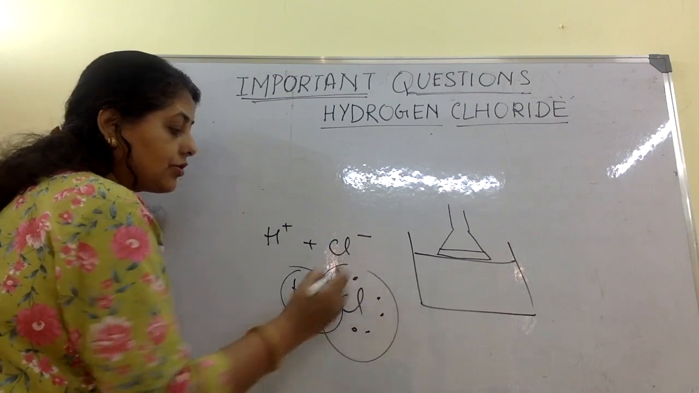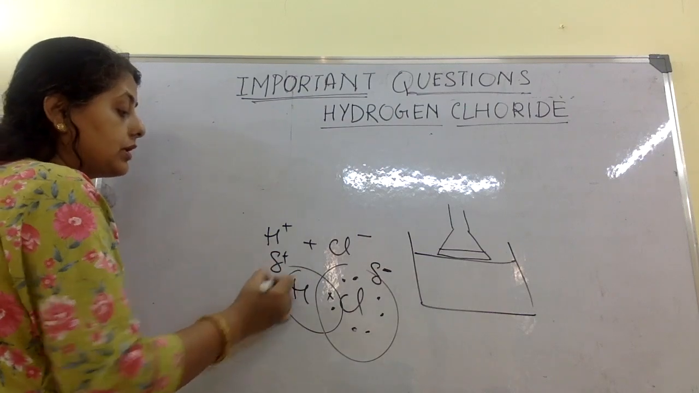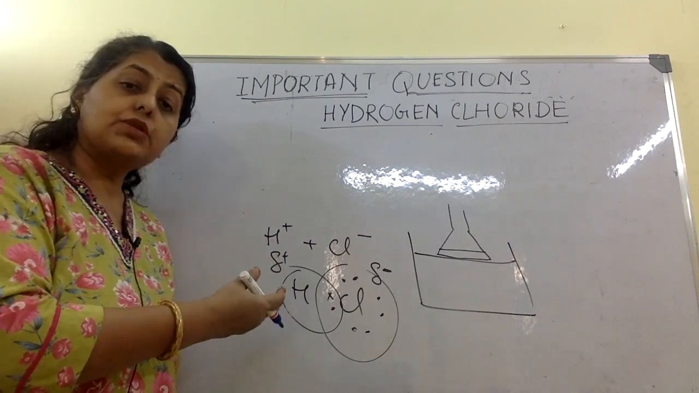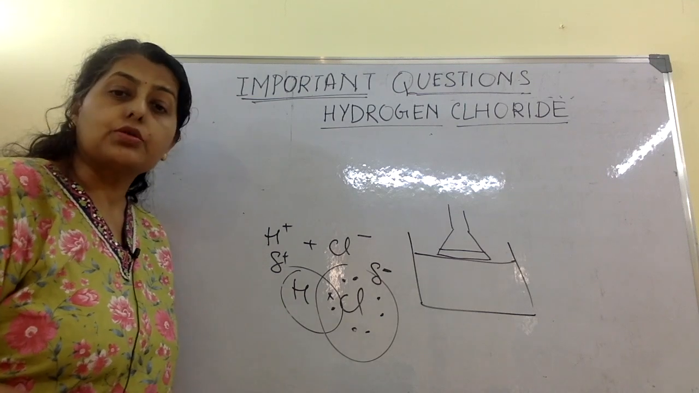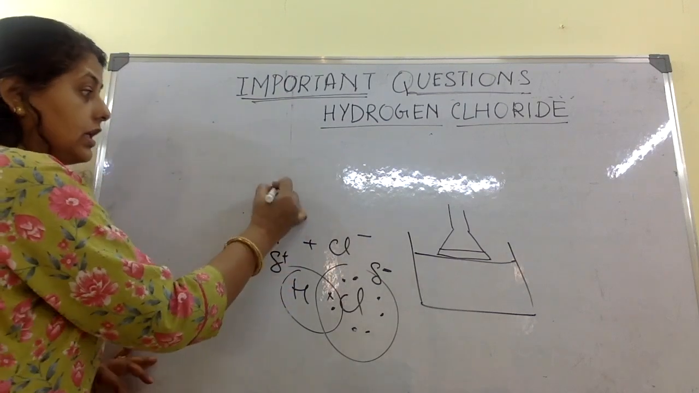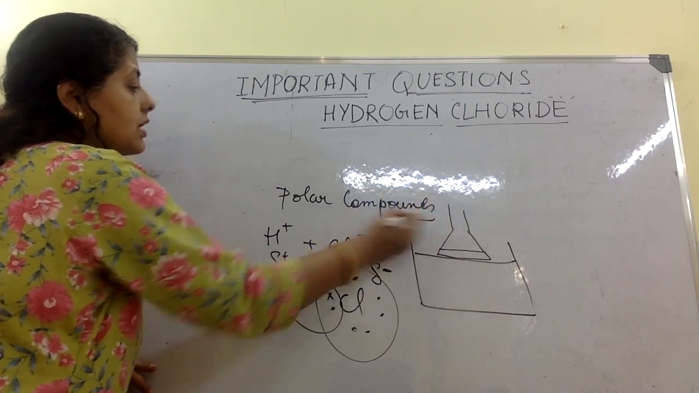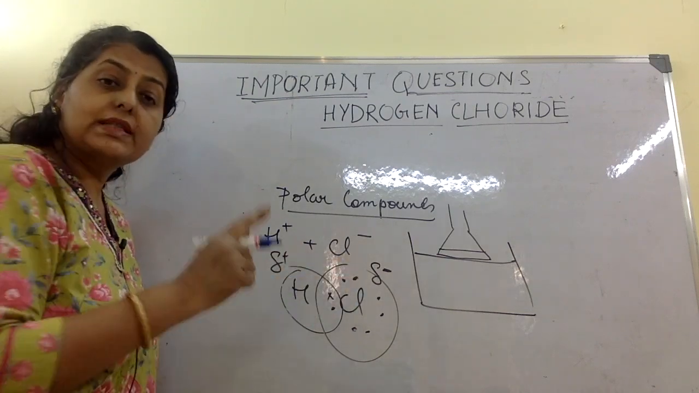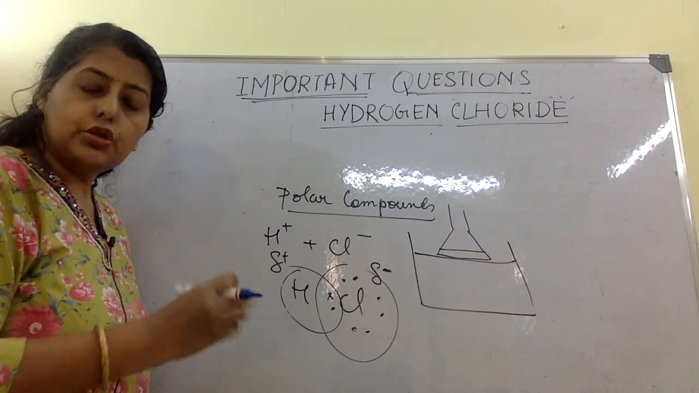Due to the high electronegativity of chlorine, this pair of electrons is drawn towards it, so this side gets a negative pole and hydrogen gets a positive pole. These few basic things can be asked in acids and bases, or in this chapter also. So it is definitely a polar compound, and polar dissolves in polar. It is polar because it forms poles, and it dissolves in water. It is very much soluble in water.